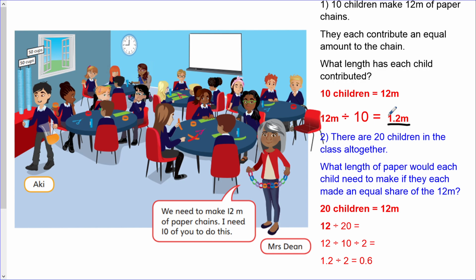If we wanted to check that, we could do 1.2 times 10 and see if we got to 12. We know if we did that, we would move our decimal place one place forward and we would get to 12 meters, therefore knowing our answer is correct.